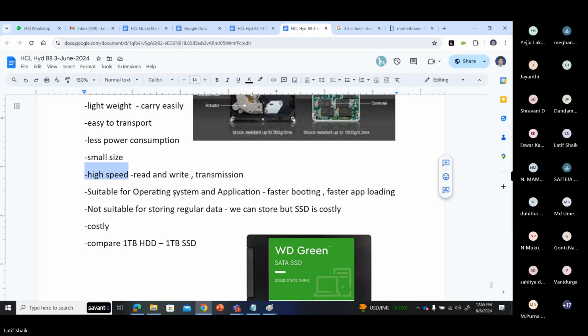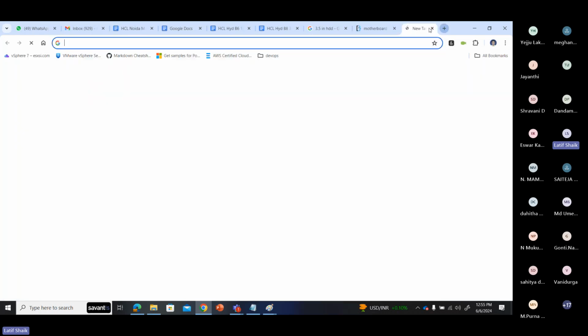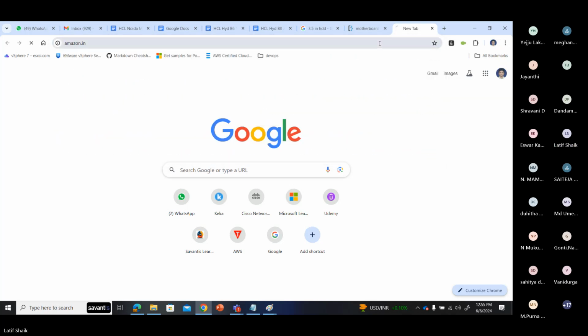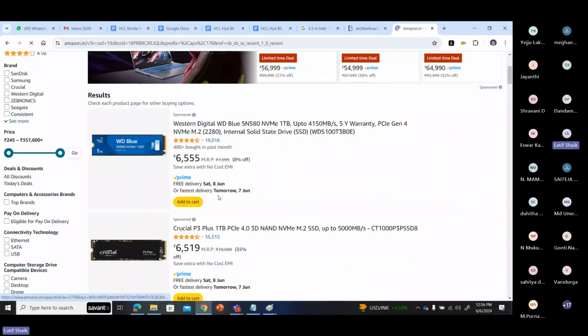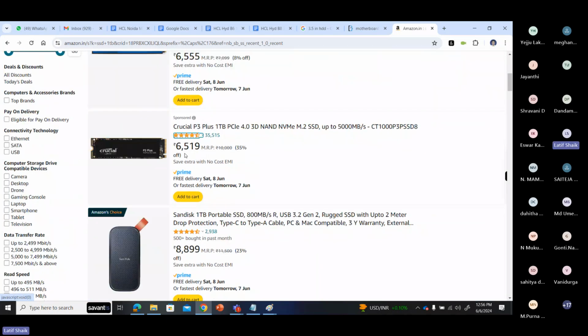Okay, so we will see, because earlier 1 TB of SSD cost around 10,000. Now it is around 5,000 or 4,000 for 1 TB. Always compare the cost, guys. Go to Amazon or Flipkart and compare 1 TB SSDs. Check it. This is a 1 TB NVMe SSD, which is 6,500, in the M.2 model.